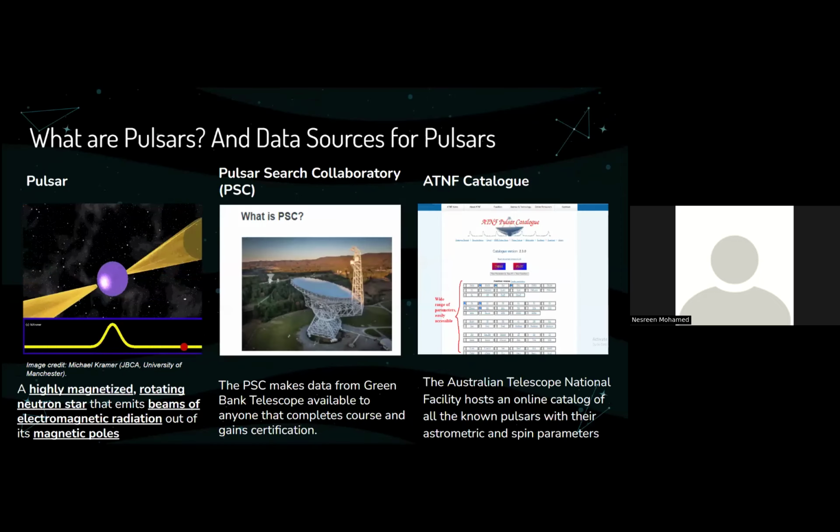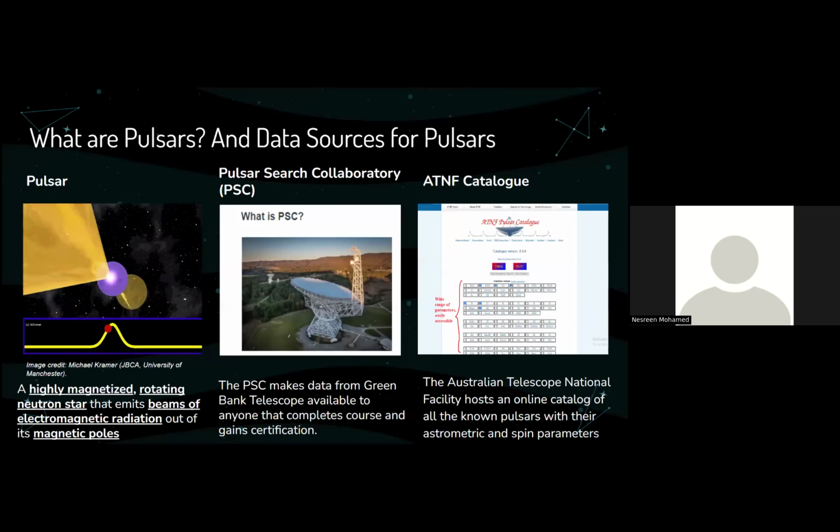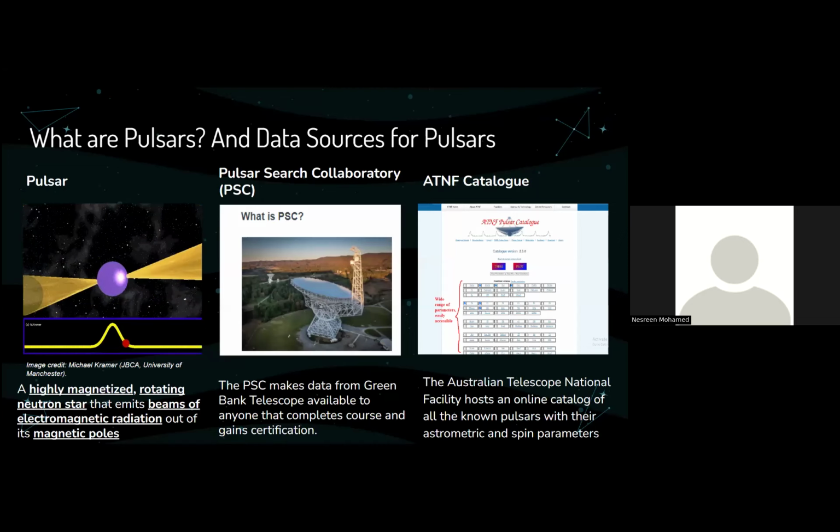We start with a fundamental question: what are pulsars? Pulsars are highly magnetized rotating neutron stars that emit beams of electromagnetic radiation from their magnetic poles. To discover new pulsars, we utilize several key data sources.